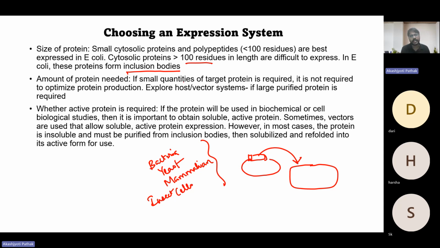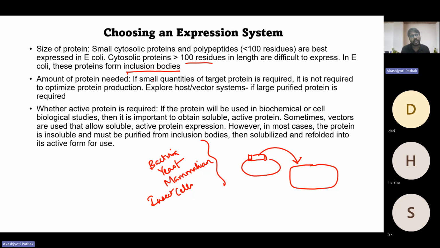The protein present in your inclusion bodies is not properly folded. It is misfolded, and if it is misfolded, then there is no purpose for this protein. You cannot do any further studies with it, because it will not perform the desired function. The protein should have its native structure. So that is why it depends on the size of the protein.